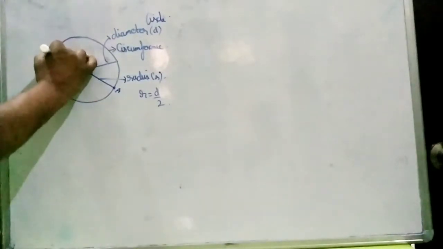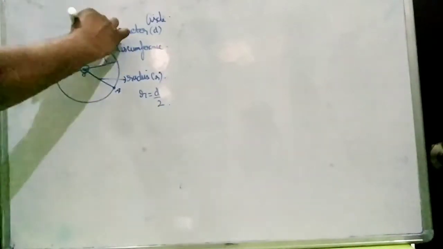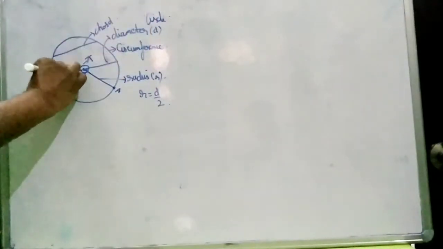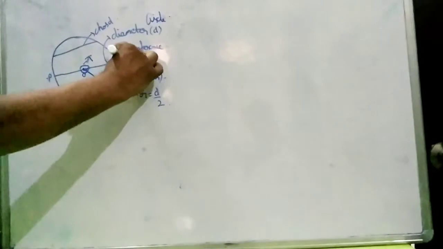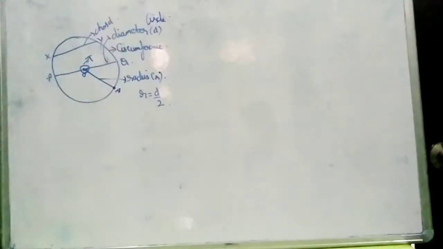Now the part joined by the circumference but not passing through the center, this length is called a chord. If PQ is called the diameter, then this XY is called a chord.